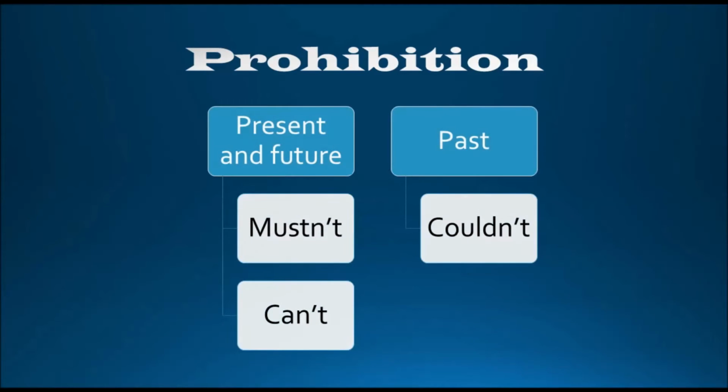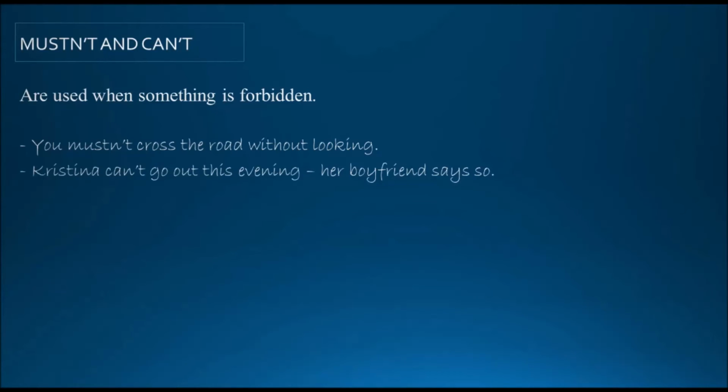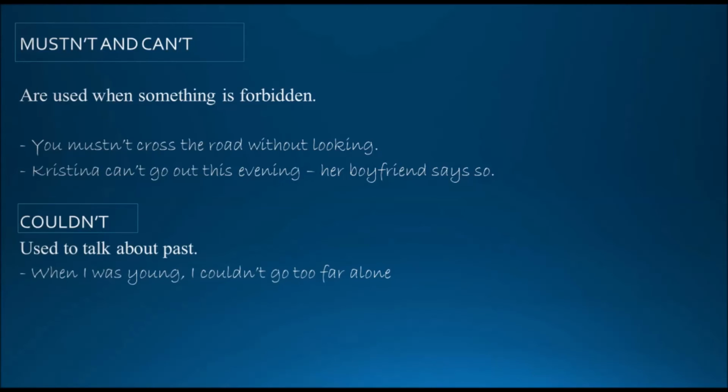Let's move on with prohibition. For the present and future, use mustn't and can't. And for the past, use couldn't. Mustn't and can't are used when something is forbidden. You mustn't cross the road without looking. Christina can't go out this evening. Her boyfriend says so. Couldn't is used to talk about the past. Something was forbidden in the past. For example, when I was young, I couldn't go too far alone.